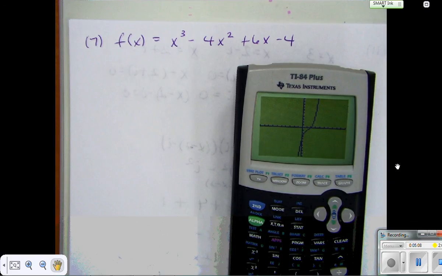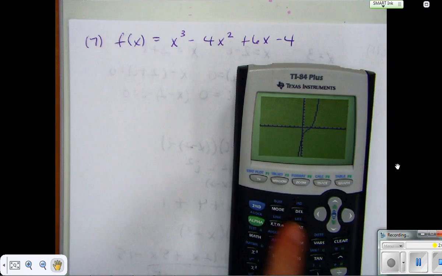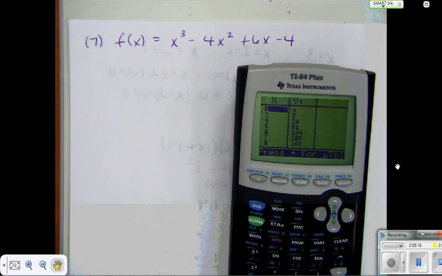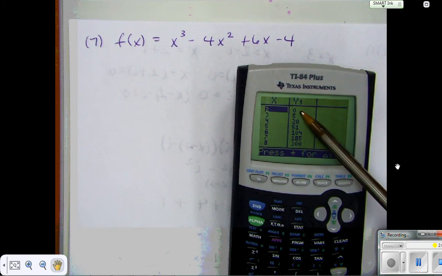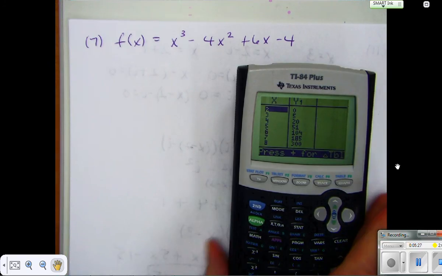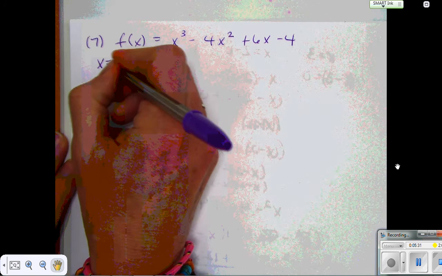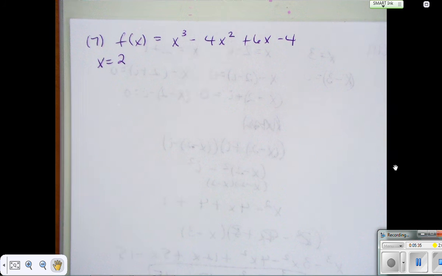I know it crosses the x-axis at this one place, so let's find out where it crosses, what the value of x is. So we're going to go to the table, and I want to look for where y is 0. So this is where y is 0, x is 2. That's where it crosses the x-axis. Okay, so I found a root. x equals 2. That's one of my answers because that's where it crosses the x-axis.